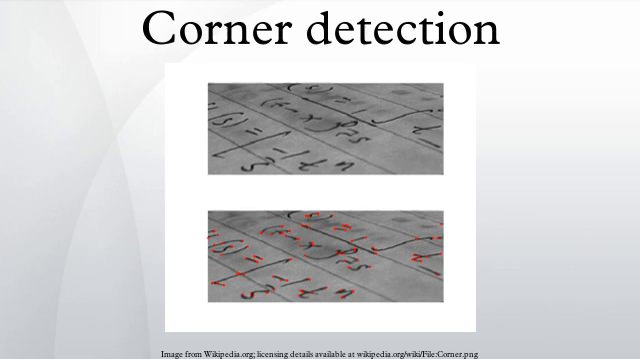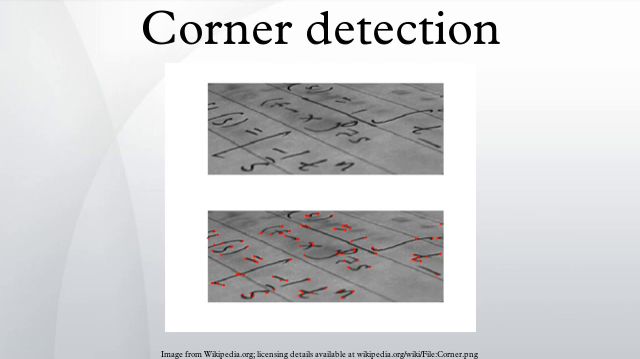Corner detection is an approach used within computer vision systems to extract certain kinds of features and infer the contents of an image. Corner detection is frequently used in motion detection, image registration, video tracking, image mosaicing, panorama stitching, 3D modeling and object recognition. Corner detection overlaps with the topic of interest point detection.